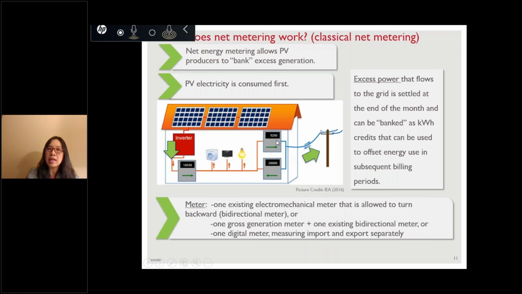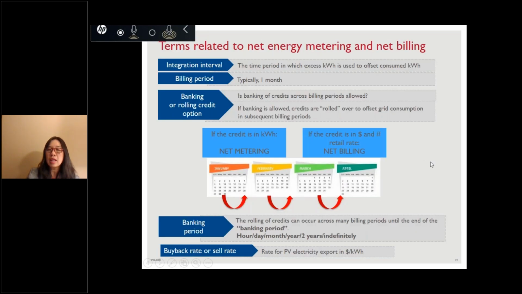So in this sense, under this scheme, in countries that still use electromechanical meters, they can still use that meter, but they have to ensure that the meter can turn both ways. Or if they want to upgrade, they may have to have a digital meter that measures import and export separately. There are some important terms that are related to both net energy metering and net billing schemes. The first term is integration interval. It is the time period in which excess kilowatt hours are used to offset the consumed kilowatt hours.